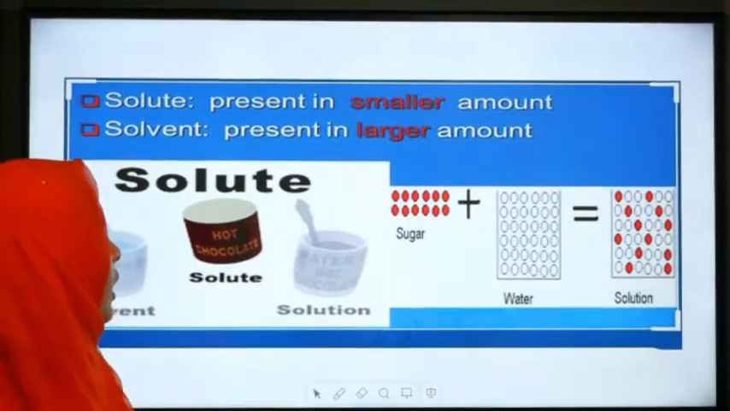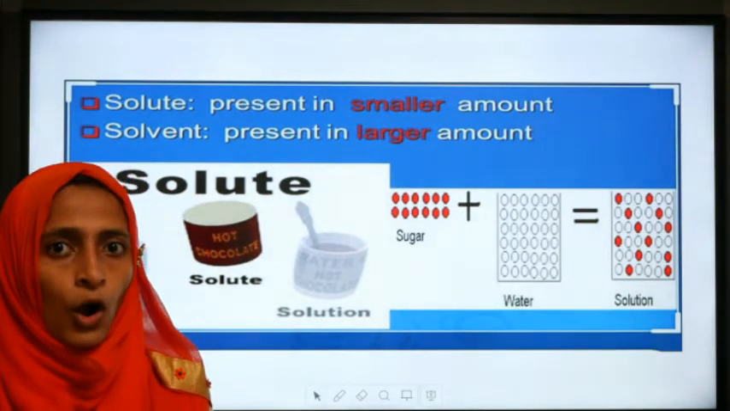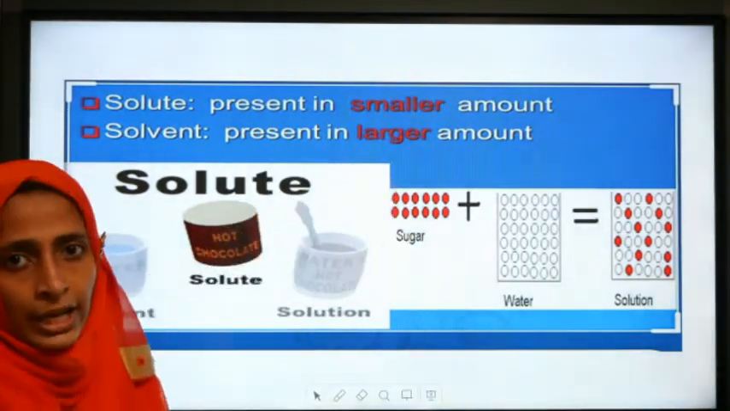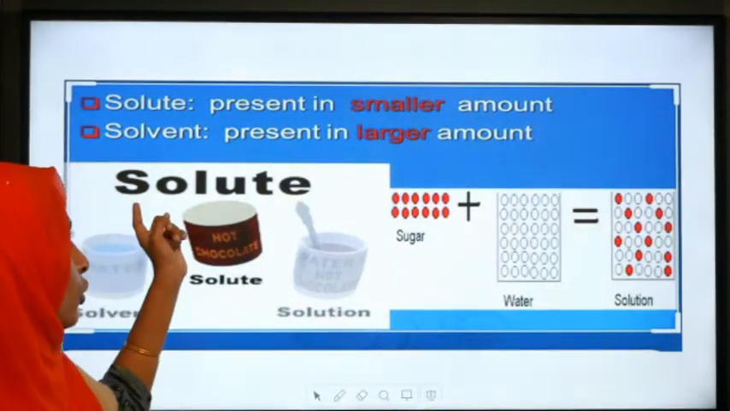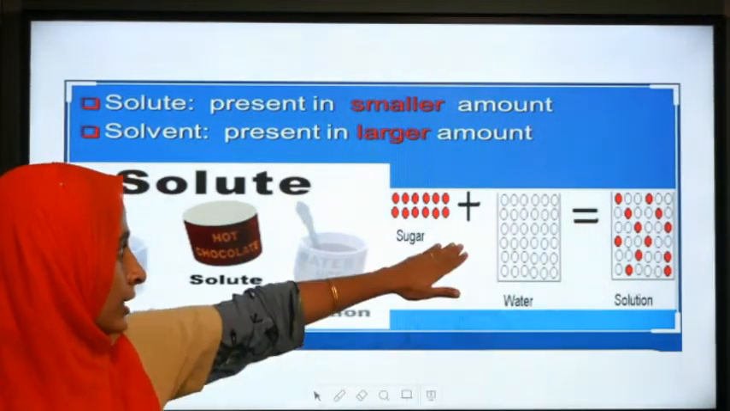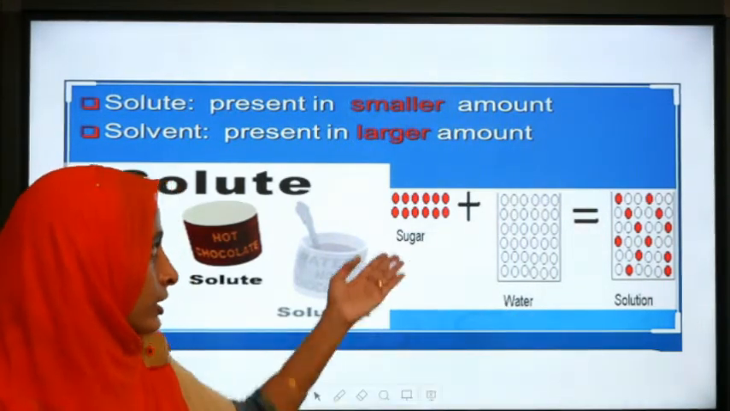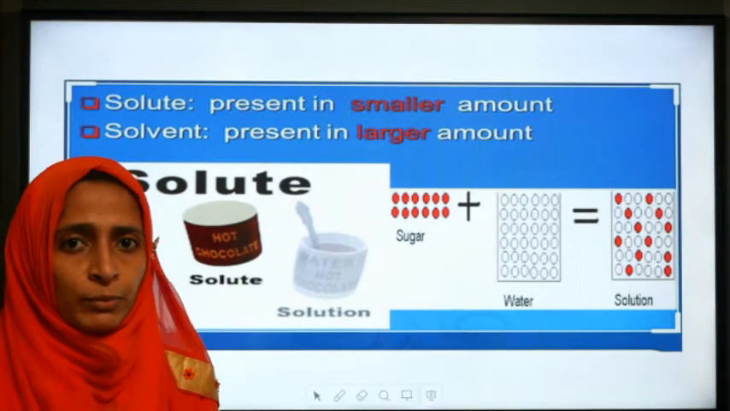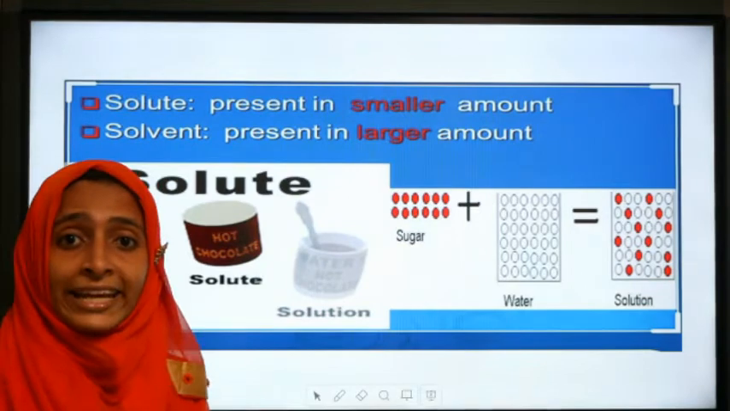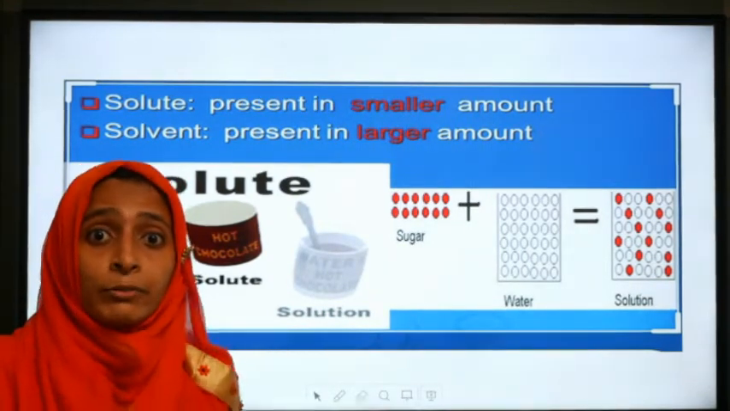And in the case of solute and solvent, there is one more point to be remembered. Always in a solution, the solute will be in smaller amount and the solvent will be in larger amount. For example, sugar and water form a solution. Sugar always will be in small amount. We will be taking 1 or 2 spoons of sugar only, whereas we will take half a glass or 2 glasses of water. So always water will be in larger amount.